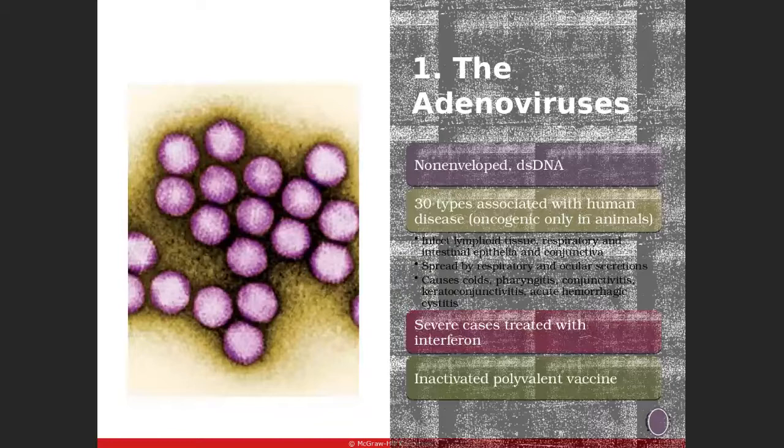We start with number one, the adenoviruses. Again, these are naked, non-enveloped viruses that carry double-stranded DNA. This picture is under the electron microscope, how it looks. It's just capsid over here, an icosahedral capsid. So there is no envelope and no spikes on these viruses.